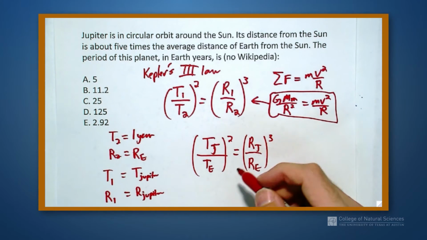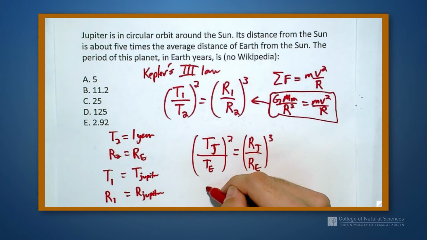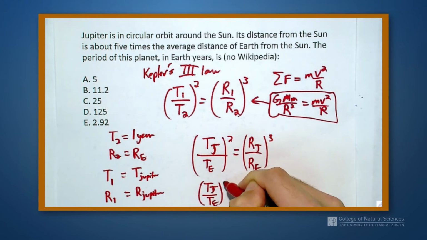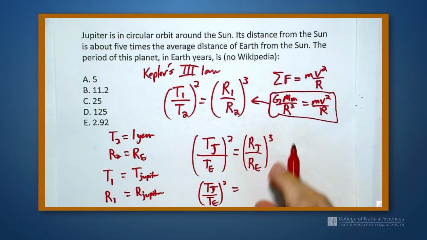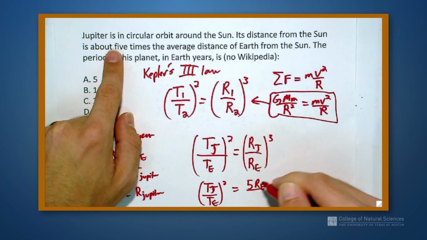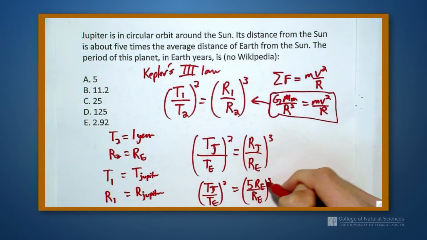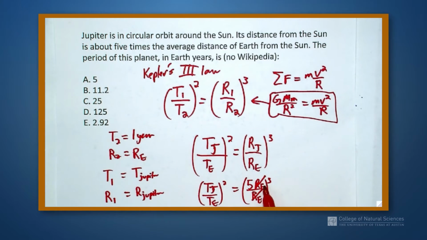And now I'm going to plug in my values. I know that this T Jupiter over T Earth quantity squared is equal to, well, the radius of Jupiter is 5 times. So I have 5 radiuses of the Earth over 1 radius of the Earth, quantity cubed, and I will see that my values of the radius of the Earth drop out. So this ratio, Jupiter to the Earth, quantity squared, has to be equal to 125.